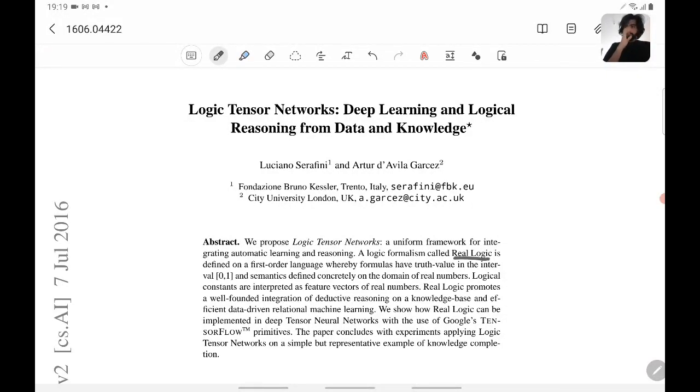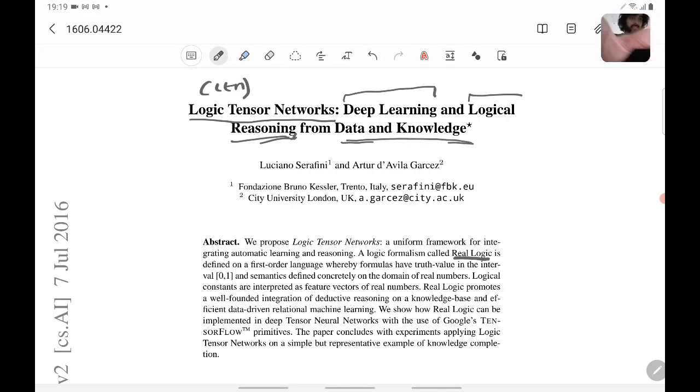This video is about the paper I have been reading this week, called Logic Tensor Networks. If I read the whole title, it says Logic Tensor Networks: Deep Learning and Logical Reasoning from Data and Knowledge. So Logic Tensor Networks, LTN, and deep learning and logical reasoning. Basically, it combines deep learning and logical reasoning using data and knowledge.